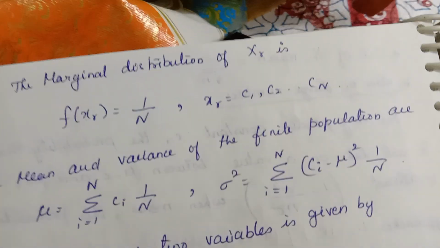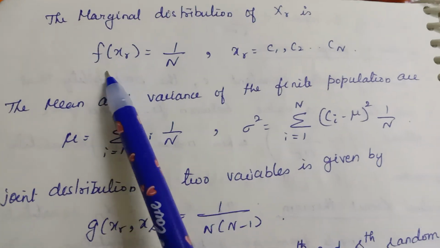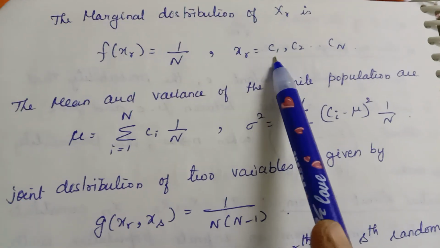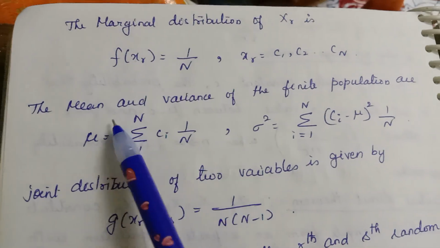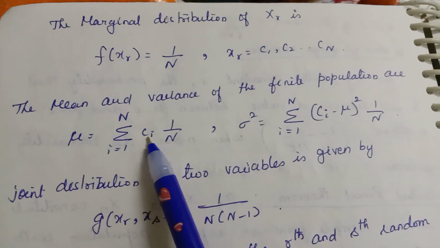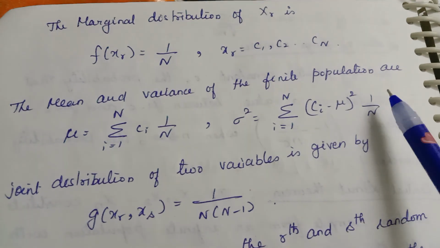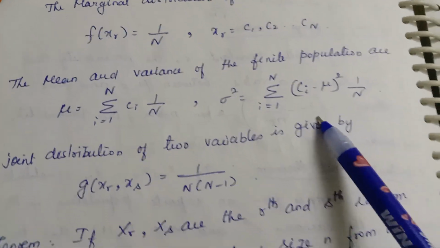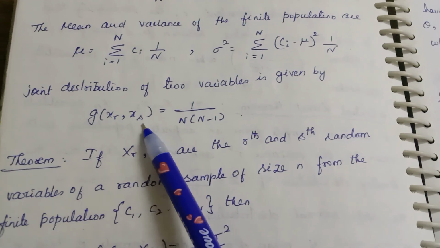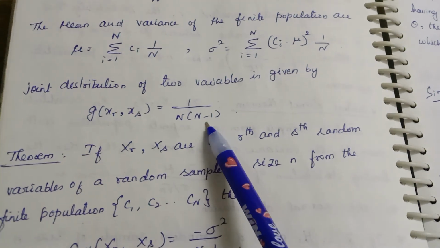So in this case, the marginal density is given by f of xr equal to 1 by n, where xr denotes the values c1, c2, etc., cn, and the mean and variance are given by this formula. That is, the population mean is summation ci by n, sigma square is summation (ci minus mu) whole square into 1 by n, and the joint distribution of two variables g of xr, xs is equal to 1 by n into (n minus 1).